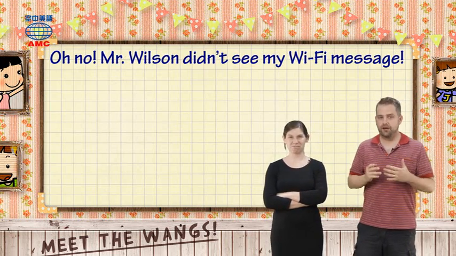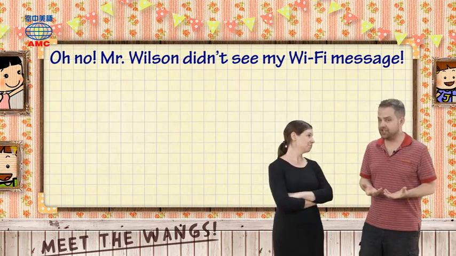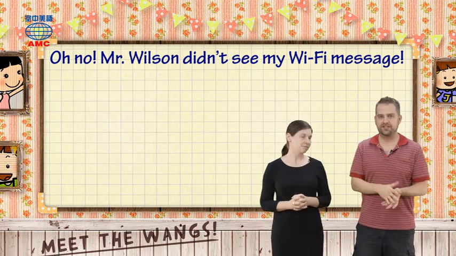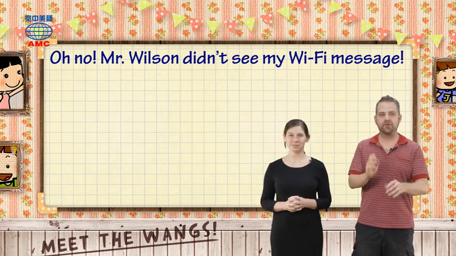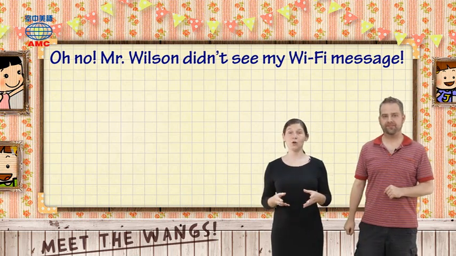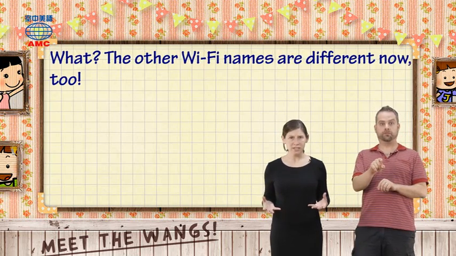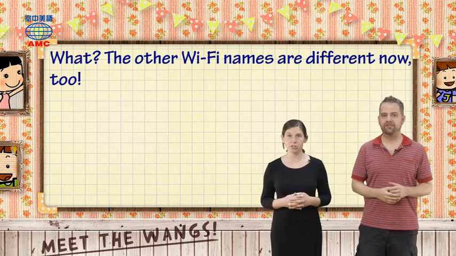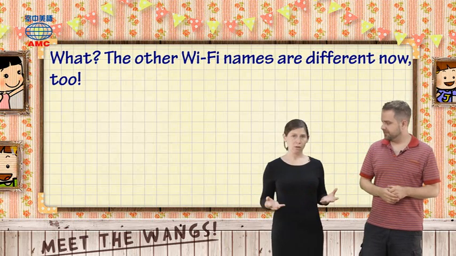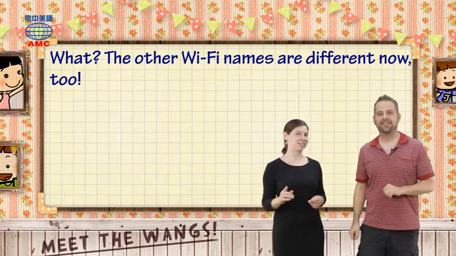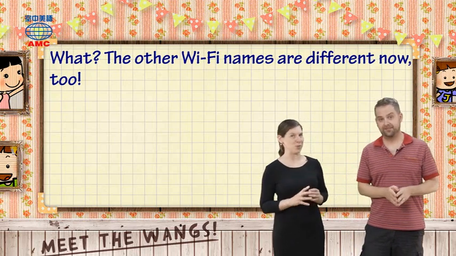So Paige goes to her computer. She wants to check it. Maybe I forgot to hit enter and it didn't change the Wi-Fi name. I wonder why it didn't work. Okay, so she looks at the Wi-Fi names and she says, what? The other Wi-Fi names are different now too. Oh, okay. So I think maybe Mr. Wilson hasn't seen the Wi-Fi names, but other people have.